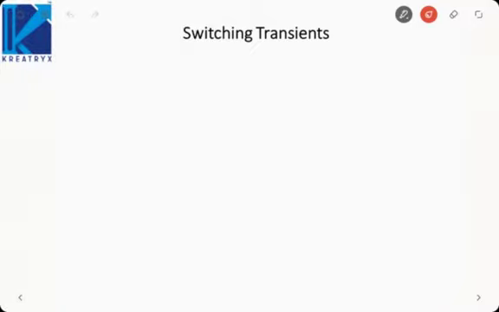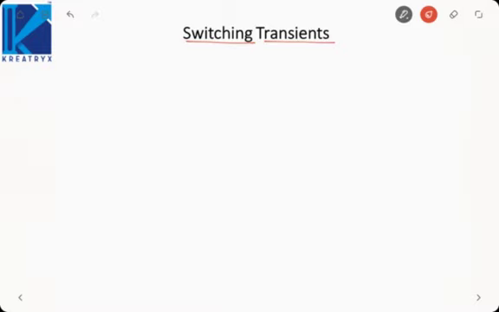Next is something called switching transient. As we study in network theory also, whenever we change the position of the switch, the transient behavior is observed. Transient is nothing but the behavior or the response of the system which lasts only for a short duration. It does not last for a long time. That is why it is called transient, which means temporary. It is the temporary behavior.